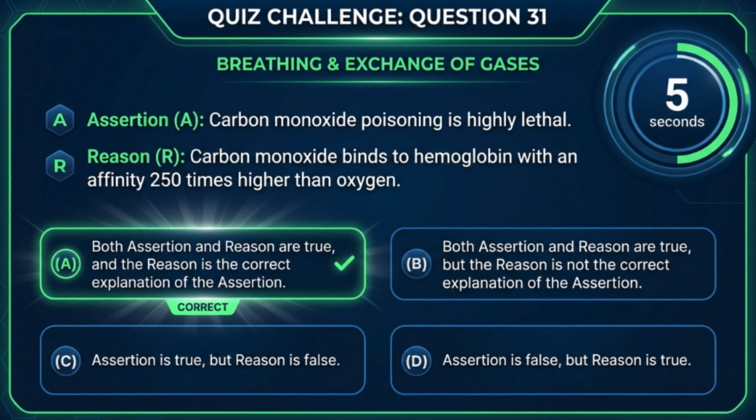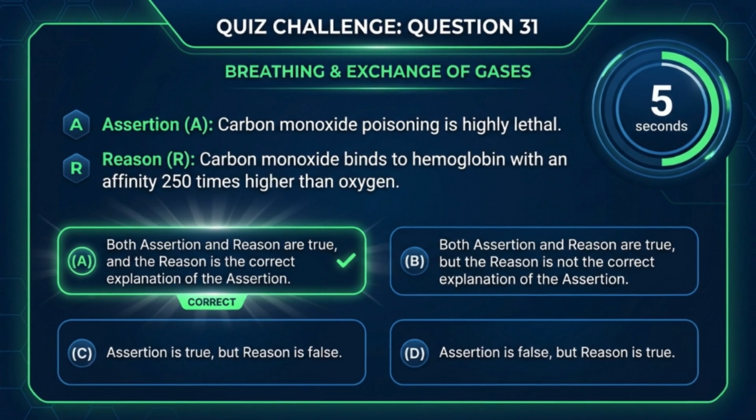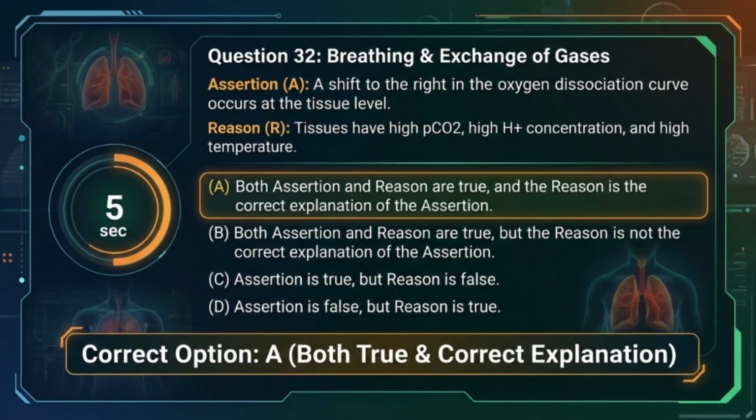Question 31. Breathing and exchange of gases. Assertion A. Carbon monoxide poisoning is highly lethal. Reason R. Carbon monoxide binds to hemoglobin with an affinity 250 times higher than oxygen. 3, 2, 1. Carbon monoxide is extremely deadly. Why? Because it binds to hemoglobin with an affinity 250 times stronger than oxygen, forming carboxyhemoglobin and blocking oxygen transport. Option is A.